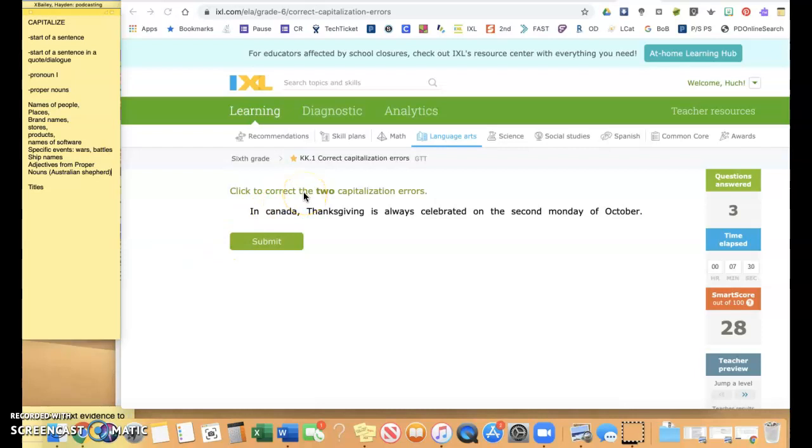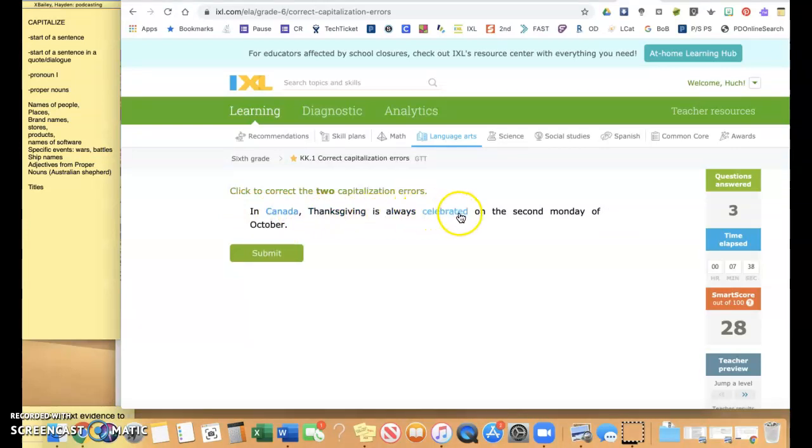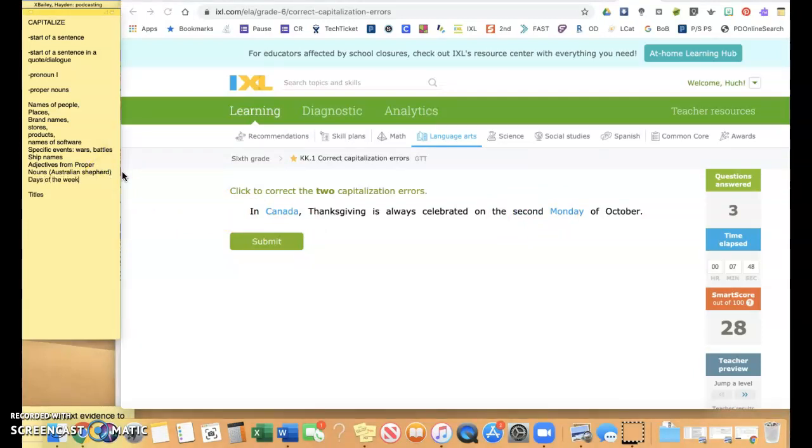Okay, I've got two capitalization errors. In Canada, well, Canada's a country, so right away, there we go. Thanksgiving is always celebrated on the second Monday. Monday is capitalized, all the days of the week and all the months. So we'll add those to our list. Those are always capitalized.